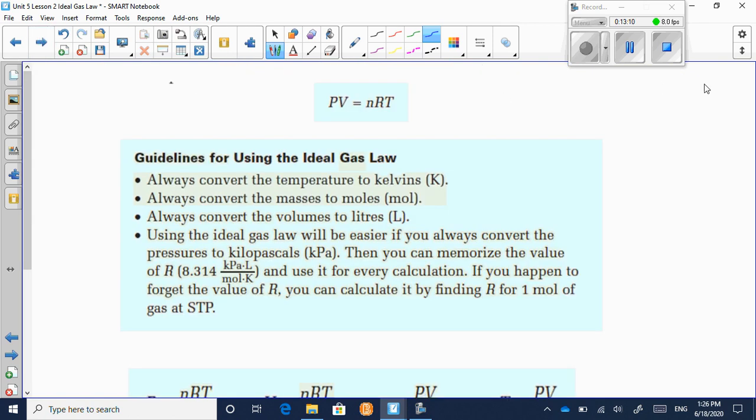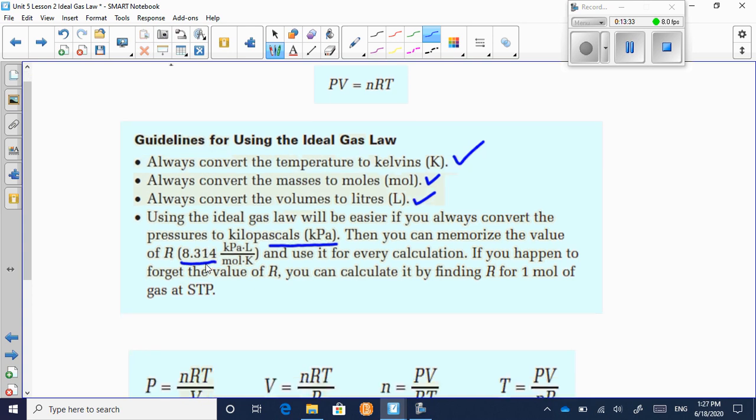Always convert to Kelvin, use number of moles, use liters, and essentially, you've got to make sure you get to kilopascals. And if that's true, then basically this 8.314 becomes the constant, okay? And so that's going to be what you're going to use.